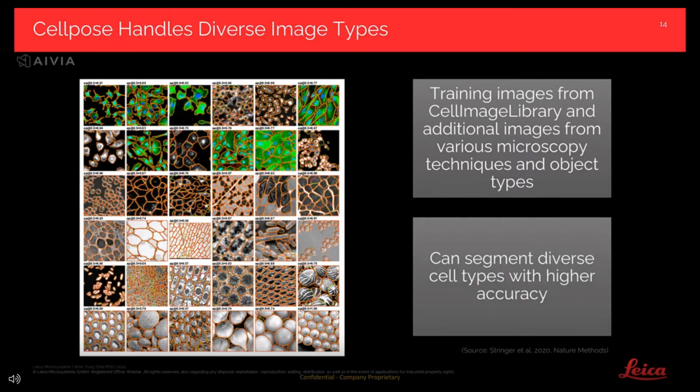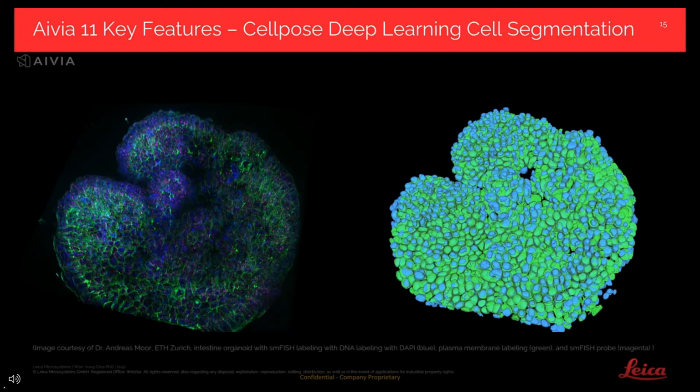Cellpose has been demonstrated to segment diverse cell types with higher accuracy than StarDist and Mask RCNN. Here's an example from a challenging data set where Cellpose can accurately segment membrane-stained cells. Then using AVIA's cell analysis recipe, the nucleus and vesicles can be segmented with spatial measurements such as vesicle distance from the nucleus or the membrane. This is a 3D image of intestine organoid courtesy of Dr. Andreas Mohr at ETH Zurich.